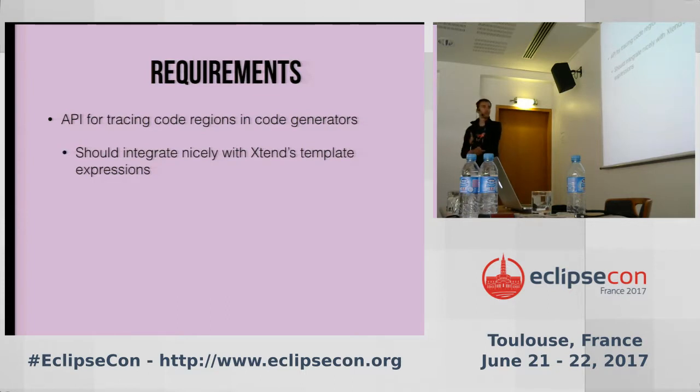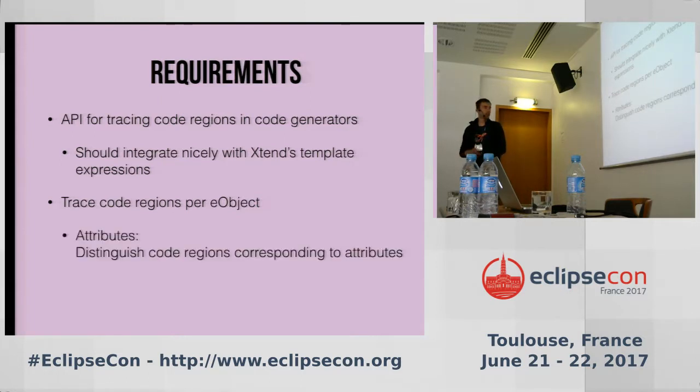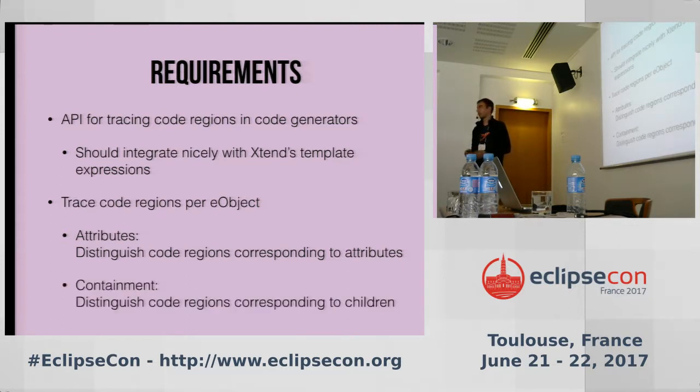I'll show you in a minute for those who are not familiar with them. And what we want to do is we need to trace the code regions that are created by the code generator per eObject, or at least per relevant eObject. And eObjects may have attributes, so we would like to distinguish also the code regions that are created based on an attribute of a certain eObject: names, types, information, parameter lists, whatever. Well, parameter list may be a stupid example. And also eObjects may have child eObjects, and we would like to also distinguish them within the parent eObject's code region. So, and as I said, let's make a little excursion to Xtend.